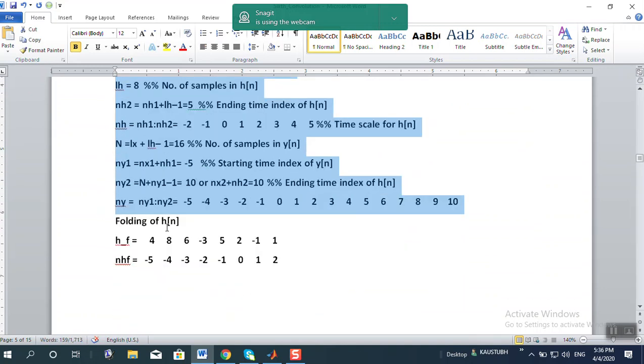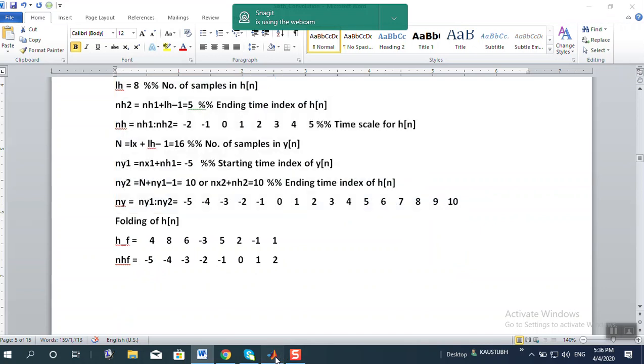Okay, so these are the prerequisite calculations before doing the convolution. Now let's see how we can do at least up till this in MATLAB.